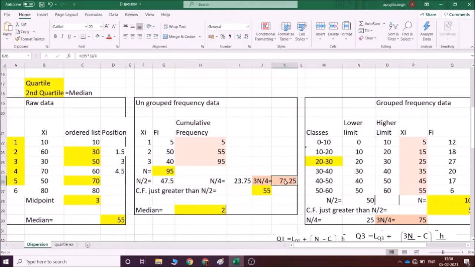Similarly, you find out 3n by 4. 95 multiplied by 3 by 4, you get 71. So you have to find out cumulative frequency just greater than 71, that is 95. The corresponding value is the third quartile.